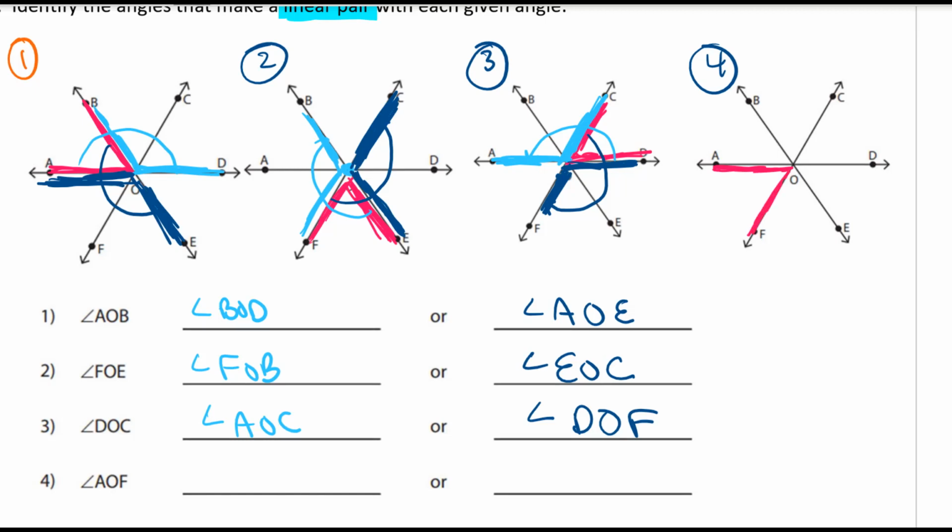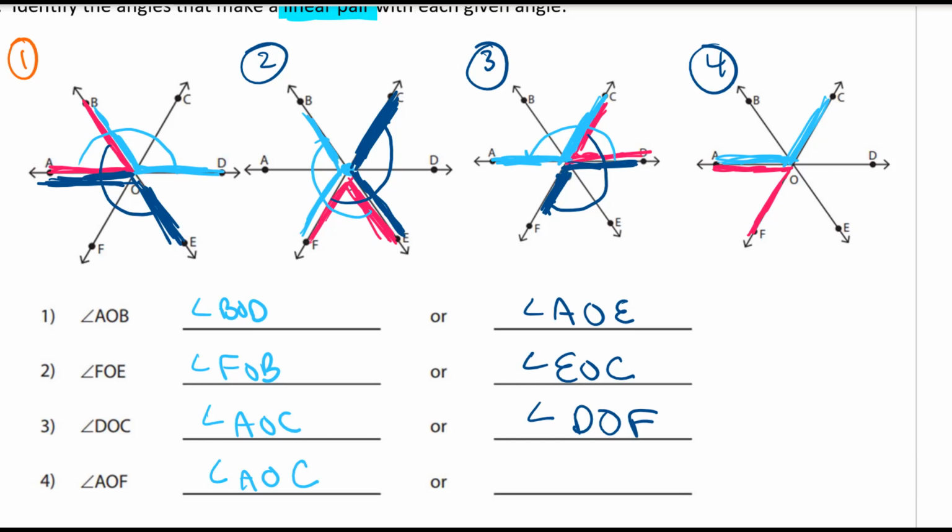So again, I could start here and go all the way around to where point C is. So that's one option. And that would give me this ray right here, or this angle right here. That would be angle AOD, or AOC. See, I did it again. Ha! So angle AOC.